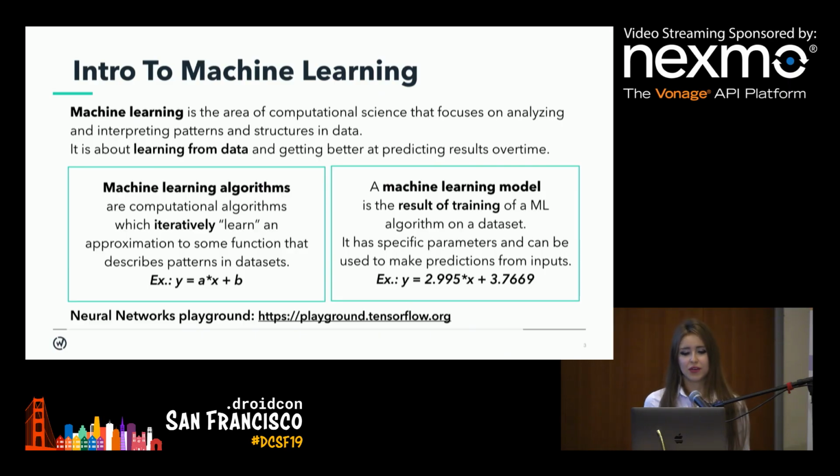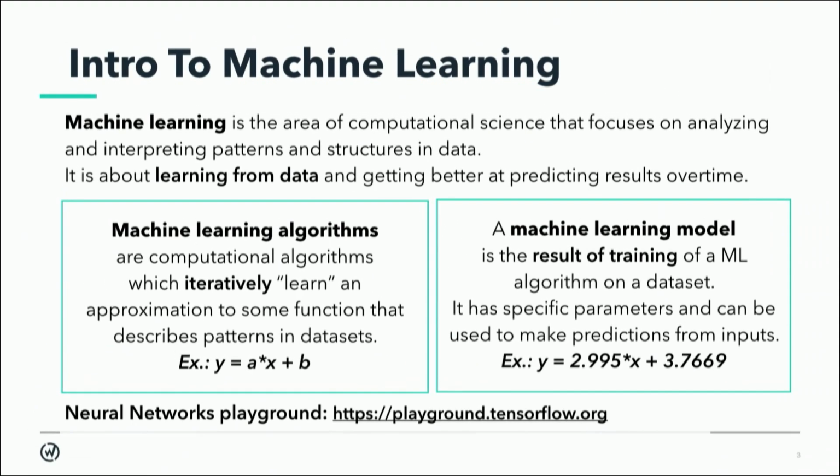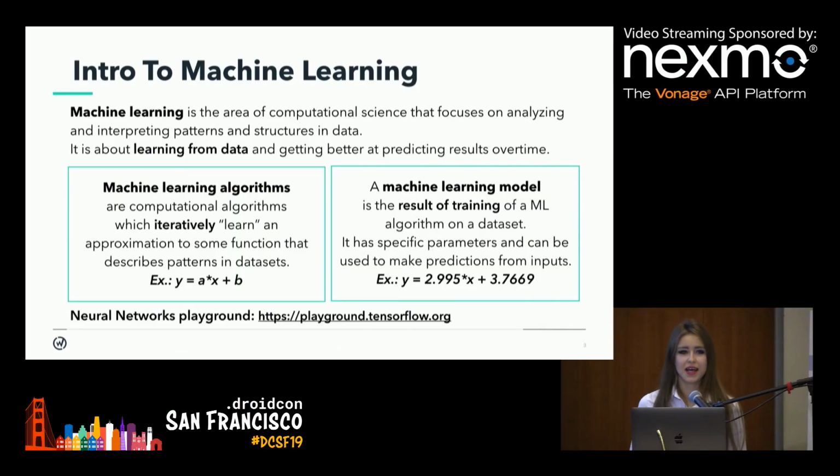So a machine learning algorithm is basically an approximation to some function. It's like a general description of what pattern the data set has. And a machine learning model is going to be the result of training this algorithm and calculating specific parameters. And so you know the exact parameters and the correlation between inputs and outputs. And of course, there are plenty of different machine learning algorithms out there, and so we possibly can't focus on all of them here in the talk.